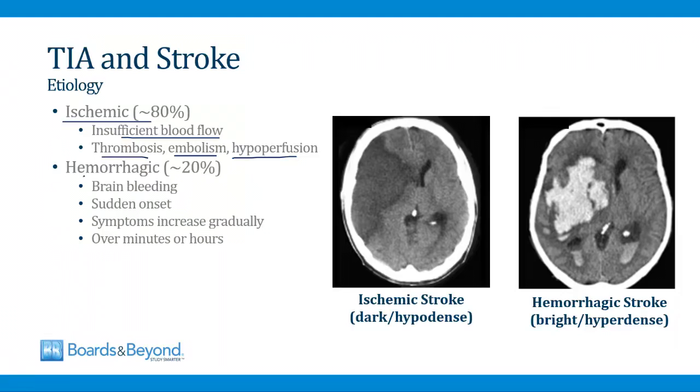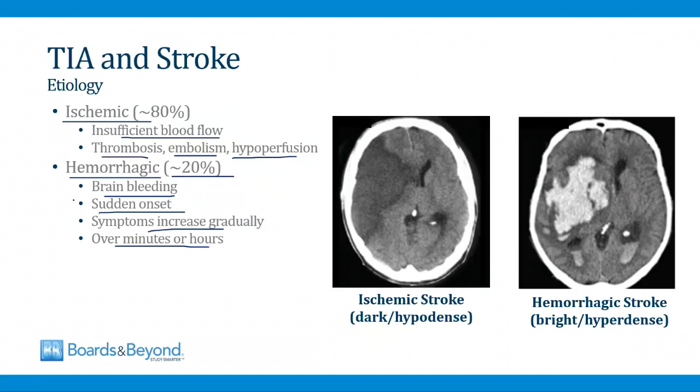The less common type of stroke is a hemorrhagic stroke. Only about 20% of strokes are hemorrhagic, and these strokes represent bleeding in the brain. They're sometimes called an intraparenchymal hemorrhage. And these strokes usually have a sudden onset. They begin when the bleeding begins, and then the symptoms increase gradually over the next few minutes or hours.